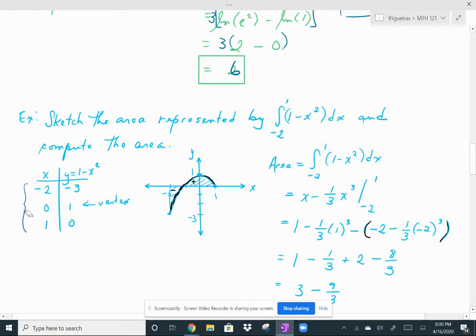So the area that's being computed is the area between the curve and the x-axis. So the first area is this one here. That has a negative area.